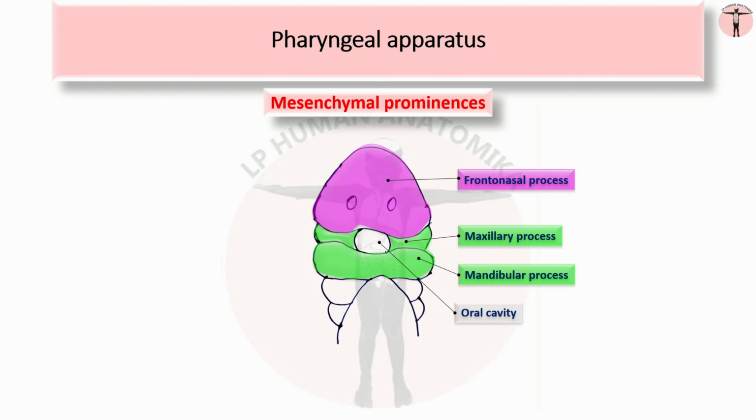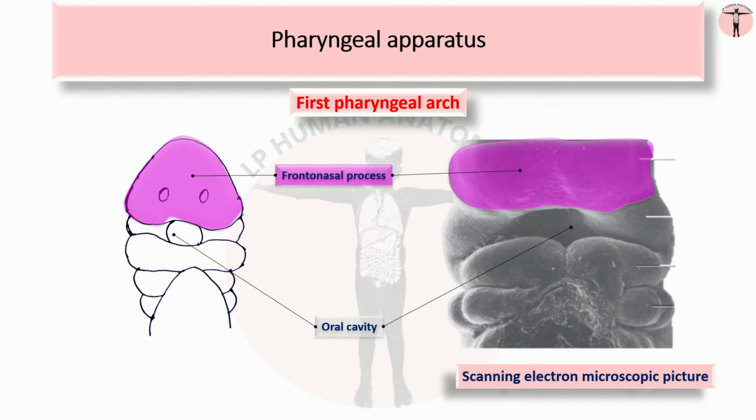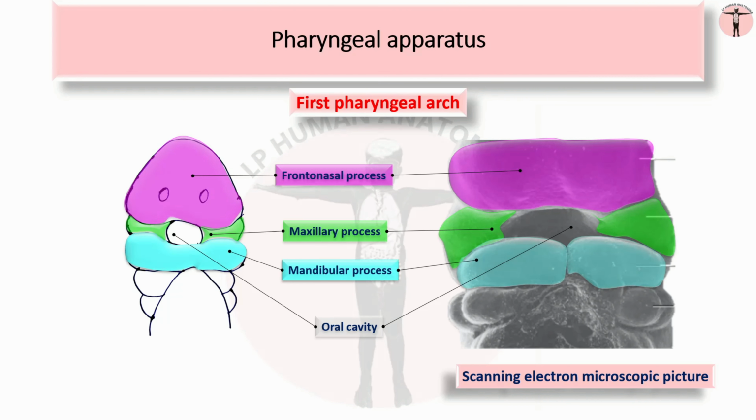In all cases, differentiation of structures derived from arches, pouches, clefts, and prominences is dependent on epithelial mesenchymal interactions. In this slide, you can observe the scanning electron microscopic picture showing the stomodeum developing into the oral cavity and its surrounding structures, frontonasal process cranially, maxillary process laterally, and mandibular processes caudally.